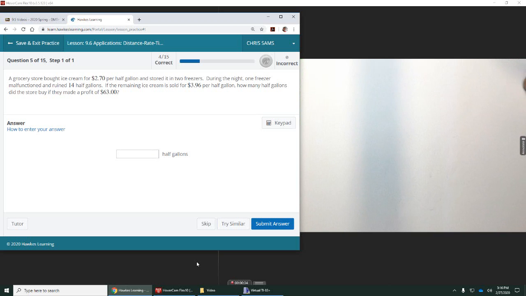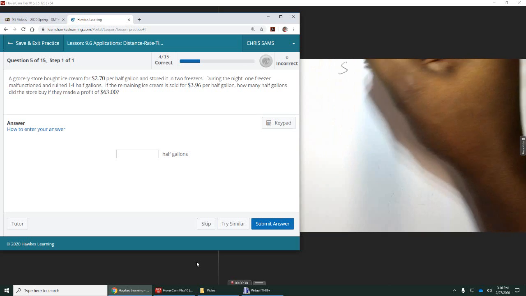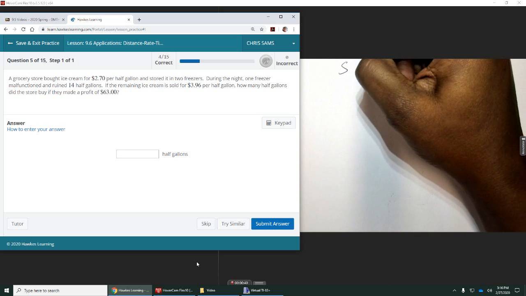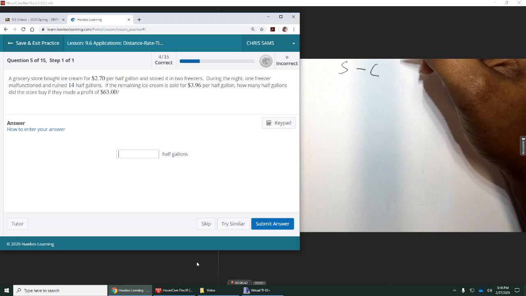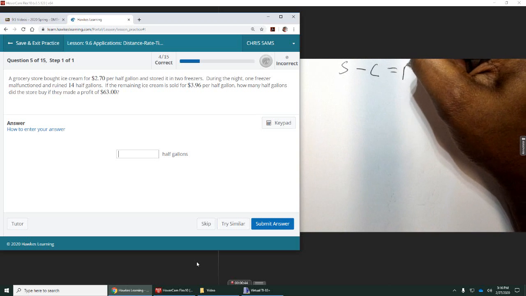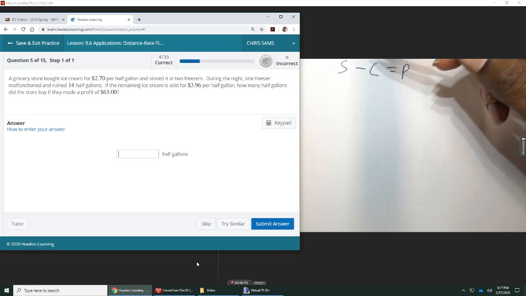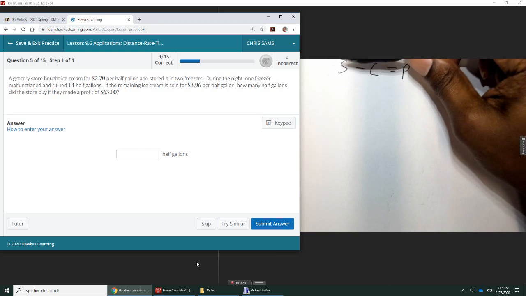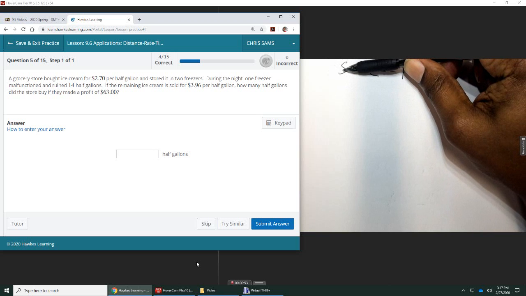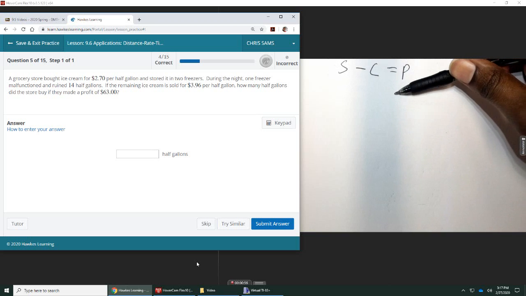Okay, so I need to figure out what I sold them for, minus what it cost me to get them, and that's going to equal my profit. Right now we know what we sold them for, but we need to multiply that selling price times the number of ice creams that we sold.